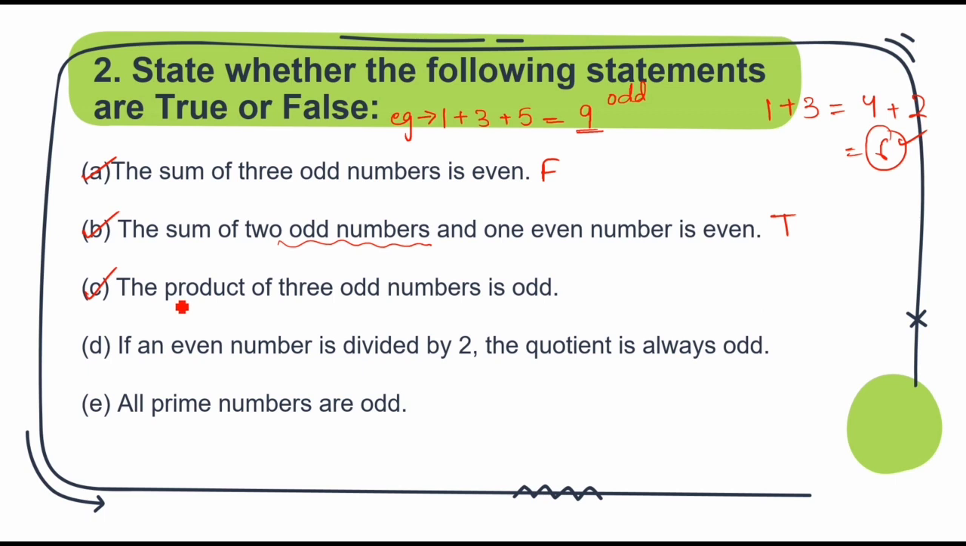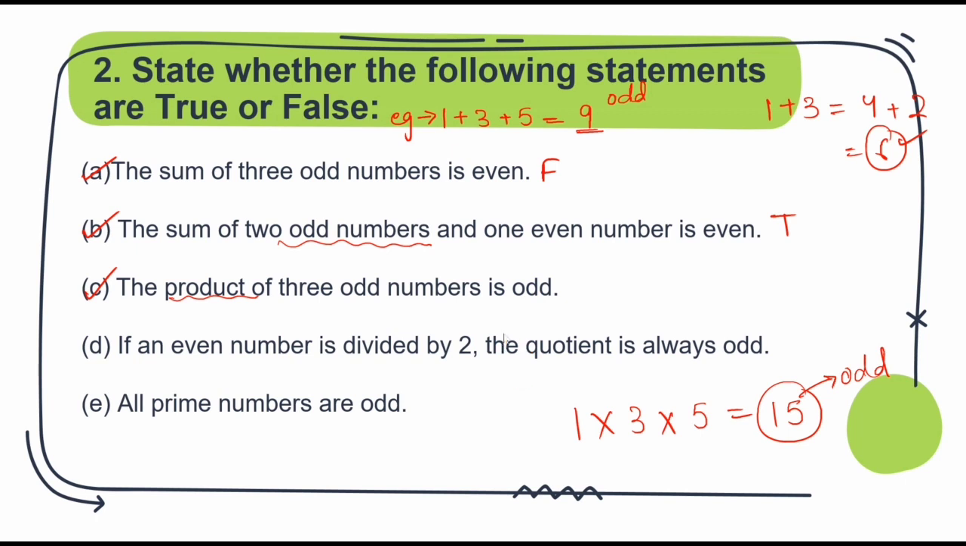In the C part it is saying the product of three odd numbers is odd. Now here product means multiplication. Okay, so the product of three odd numbers. Take any three odd numbers. If I say 1 into 3 into 5, and I find the answer, I'm getting 15, right? It is again an odd number. So we can say that yes, the product of three odd numbers will give you an odd number.